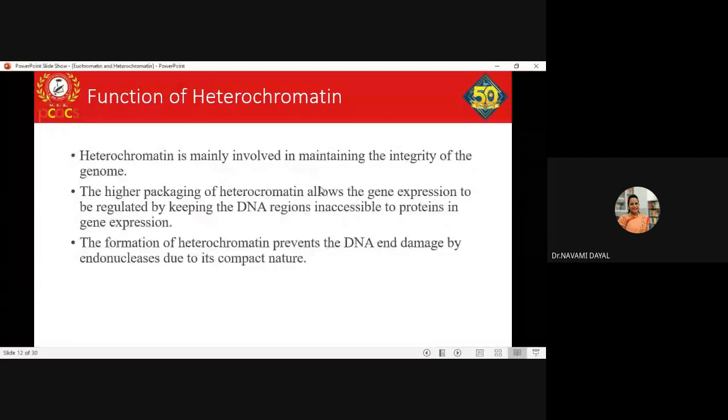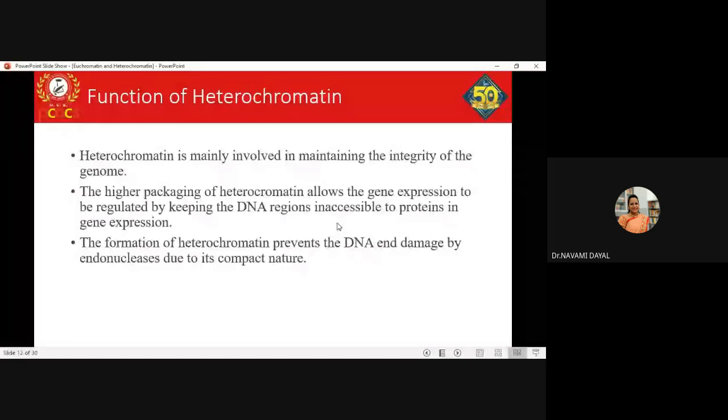Only when the gene's role is not required, it is turned off. Clear? So the higher packaging of the heterochromatin allows gene expression to be regulated, by keeping the regions inaccessible to the proteins involved in gene expression. So when something is not required, the DNA becomes inaccessible, and therefore it will not be transcribed. So the heterochromatin actually regulates the gene expression.